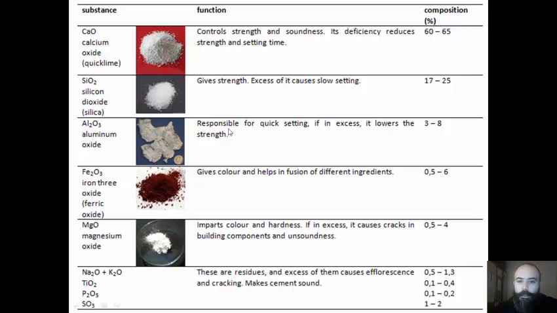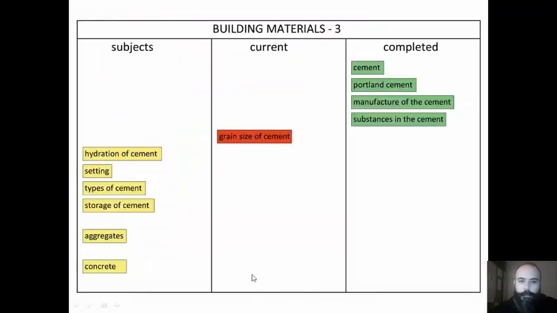Aluminum oxide is responsible for quick setting. If in excess, it lowers the strength, and it should not exceed 8%. Iron 3 oxide or ferric oxide gives the color. Magnesium oxide and some other materials can be found in cement.